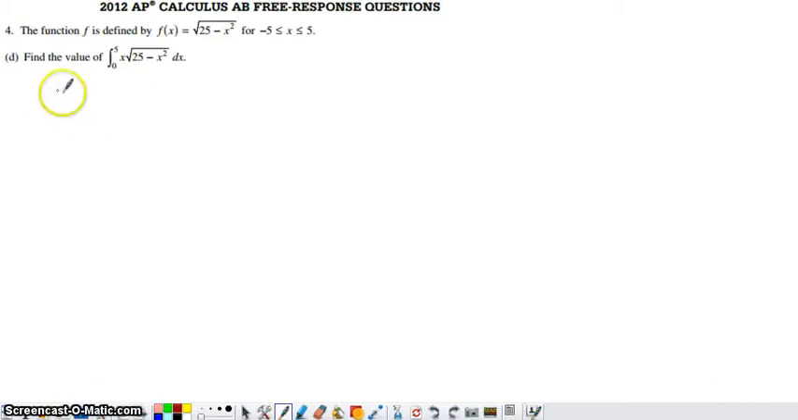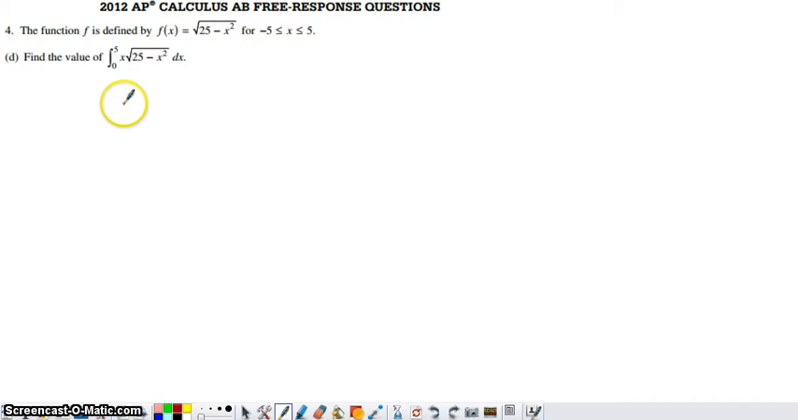So here we'll check out part D of number 4 from the 2012 AB exam. And in this piece of the problem, they want us to find the value of this integral. So we don't really need the problem statement at all because the function's kind of been changed a little bit. So we can just dive right in and think about how we can take this integral.